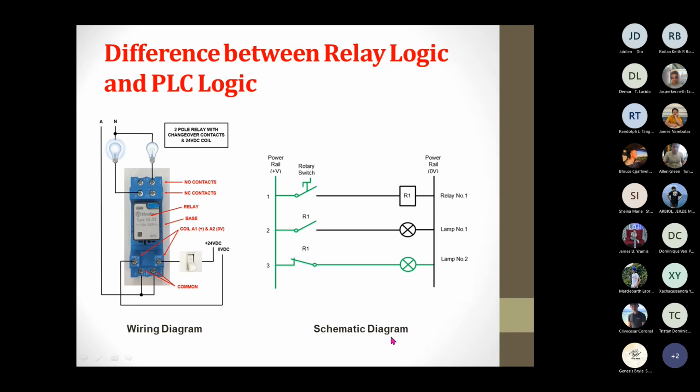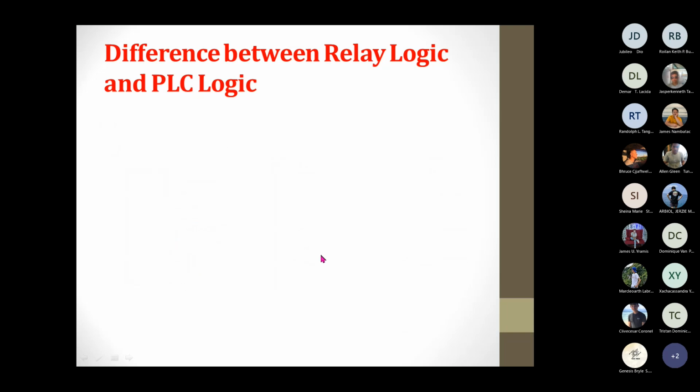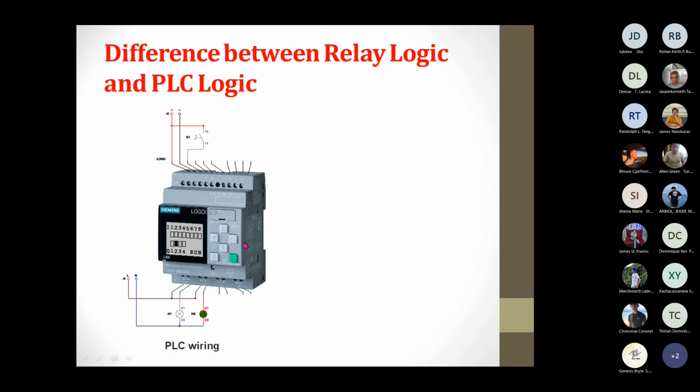But if we implement this using the PLC, this would be the appearance. If we use, for example, a PLC coming from Siemens, all we need to do is connect the switch to the input, the input module of the PLC. And then on the output module of the PLC, as you can see, you have there the lamps, or the loads, which are connected to the output module of the PLC.